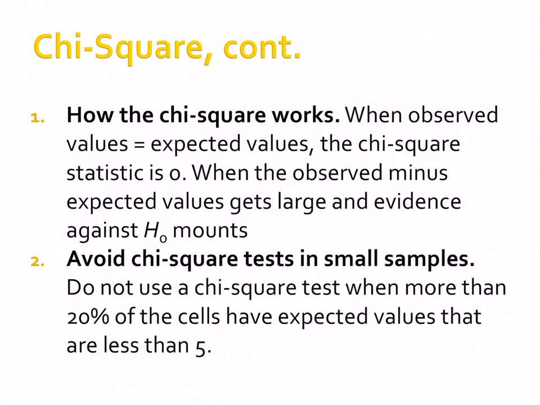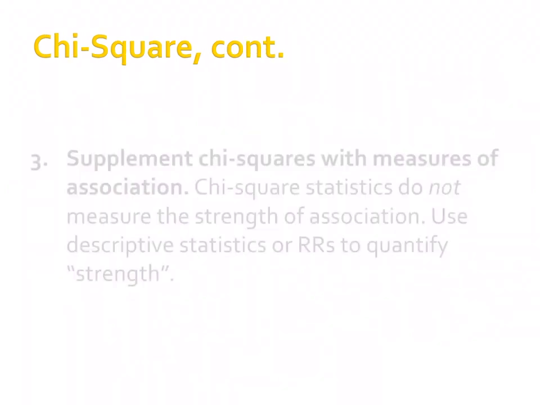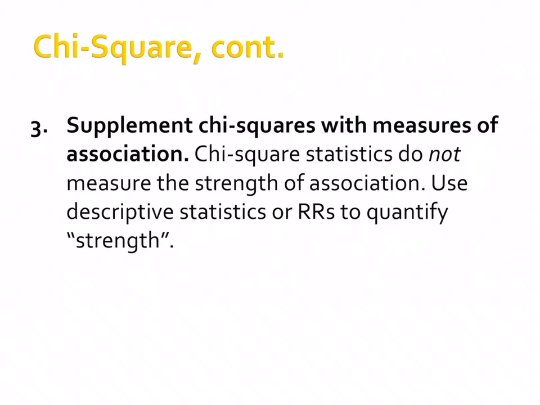Second, we avoid chi-square tests in small samples. Do not use chi-square tests when more than 20% of the cells have expected values that are less than 5. So we don't like to use it when there are very small sample sizes in general. Like most statistics, you want more samples. The more, the better.